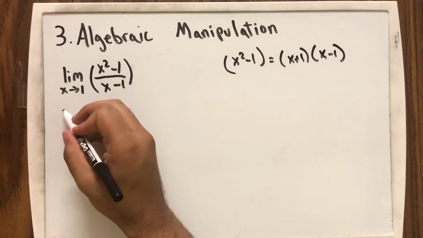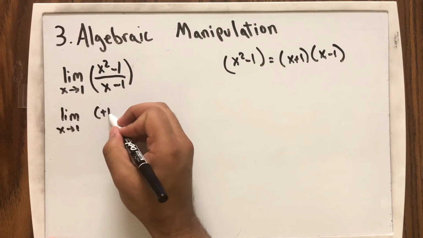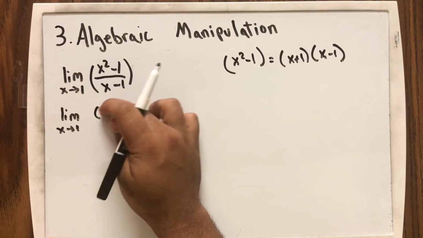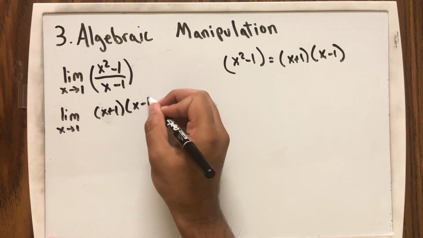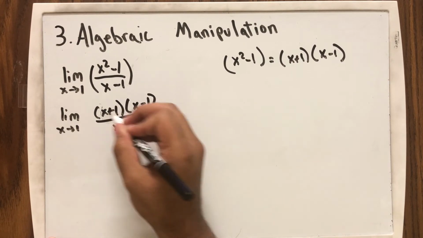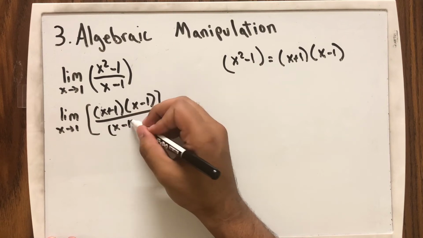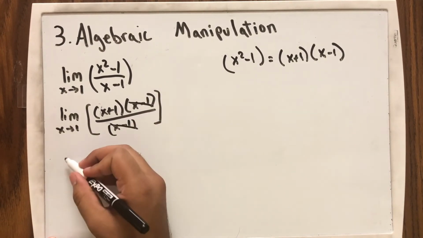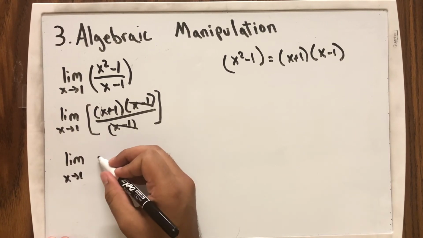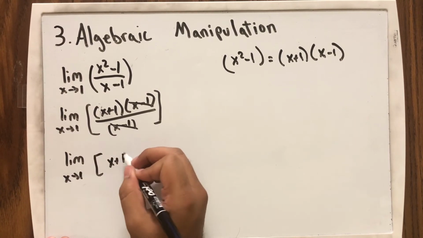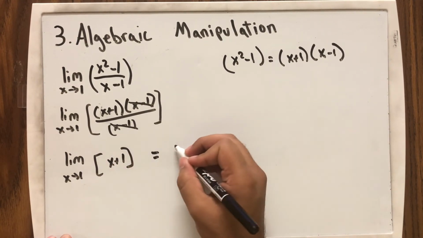So now this limit can be rewritten as x plus 1 times x minus 1 over x minus 1. Now these should cancel out, leaving the limit as x approaches 1 is equivalent to x plus 1. And now if we plug in, that should be 2.